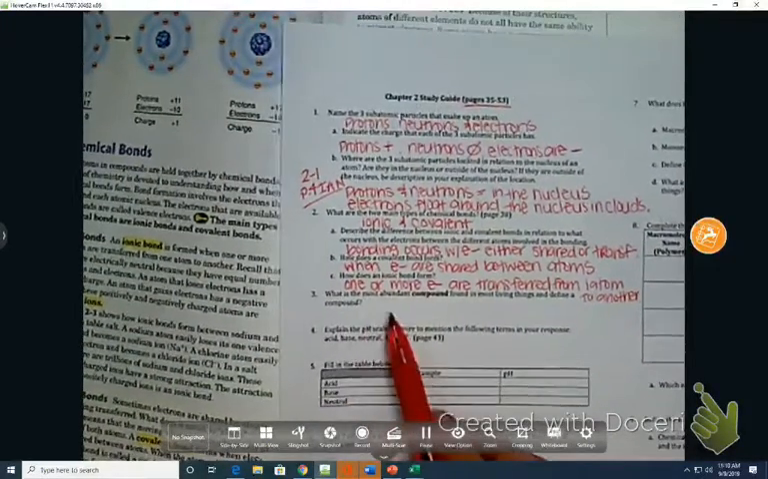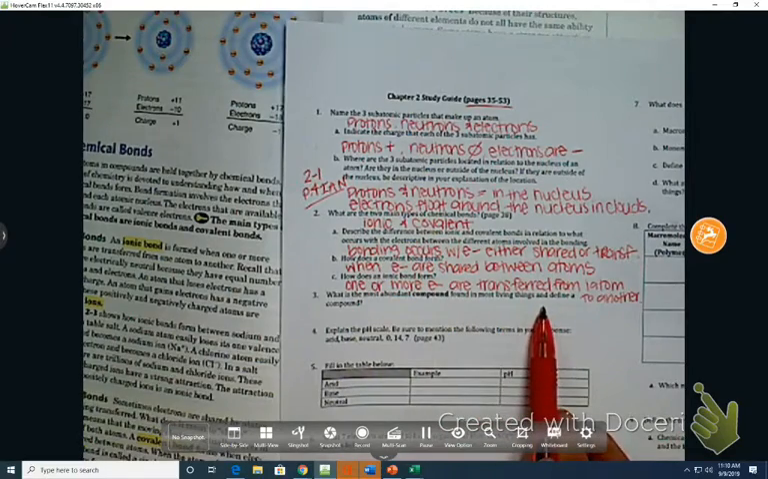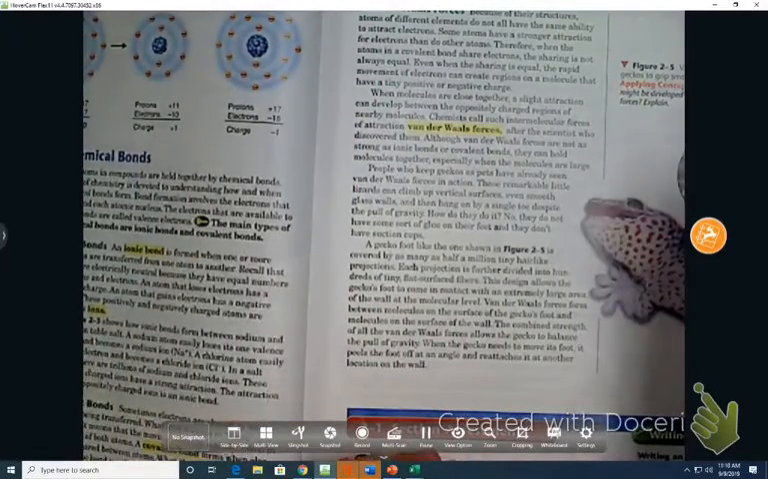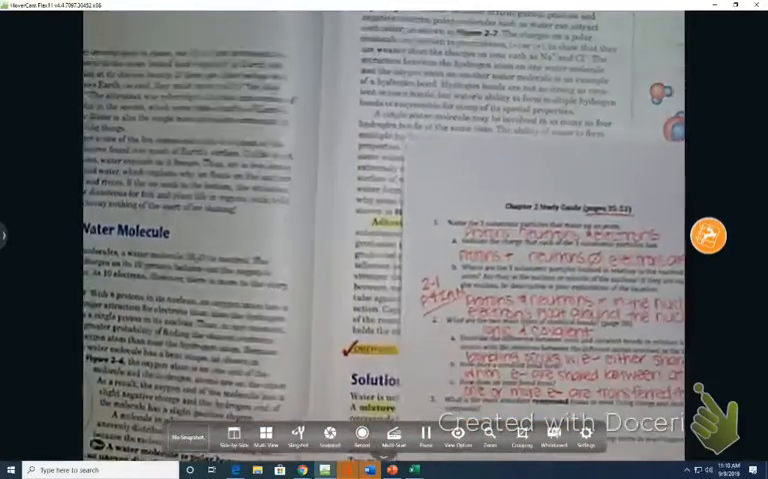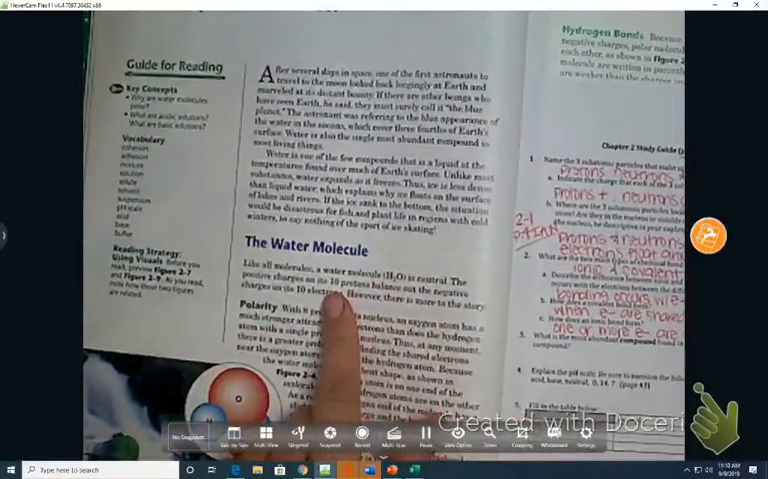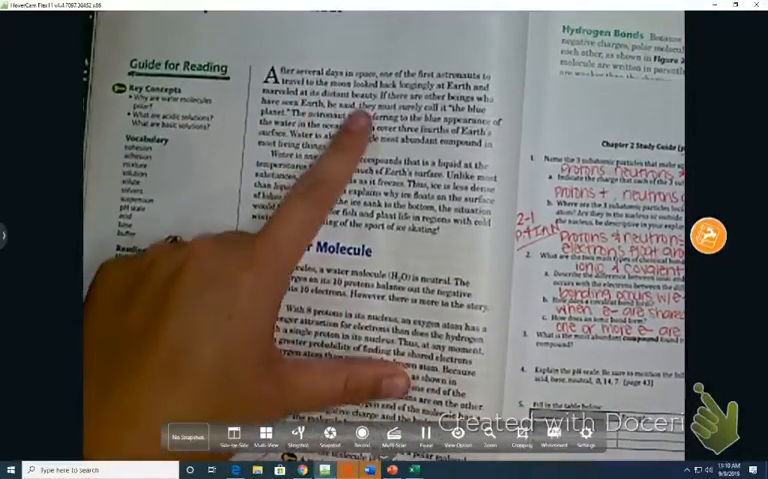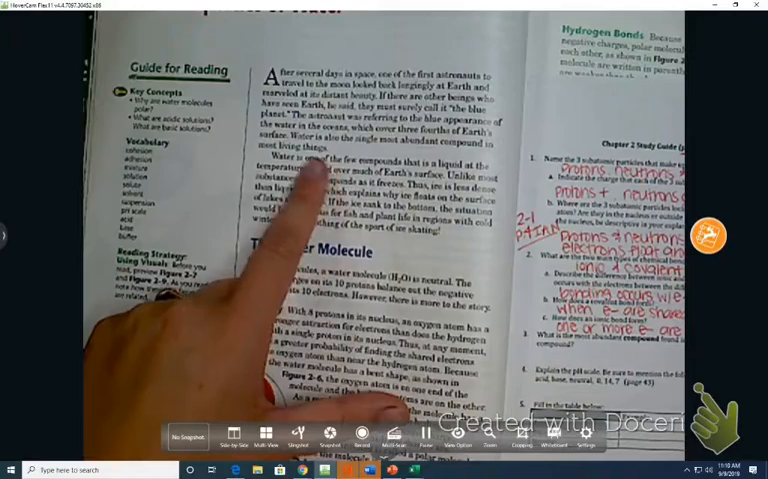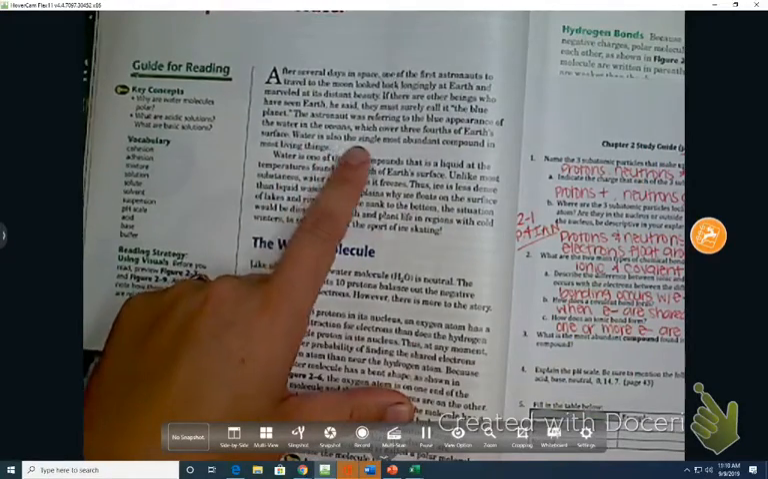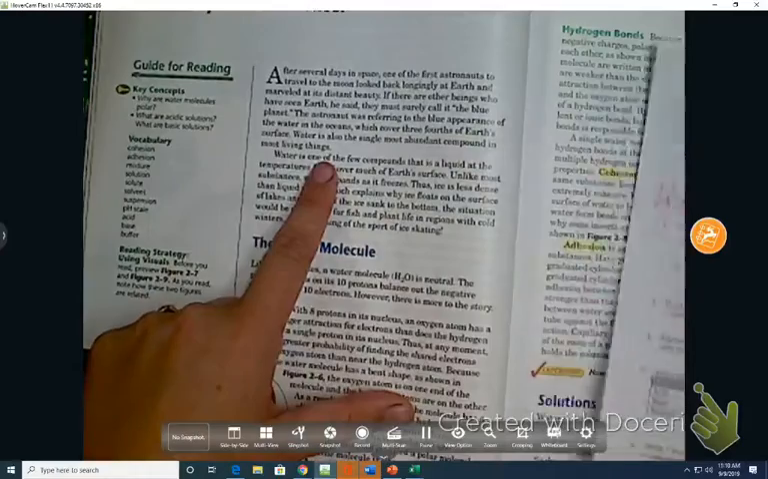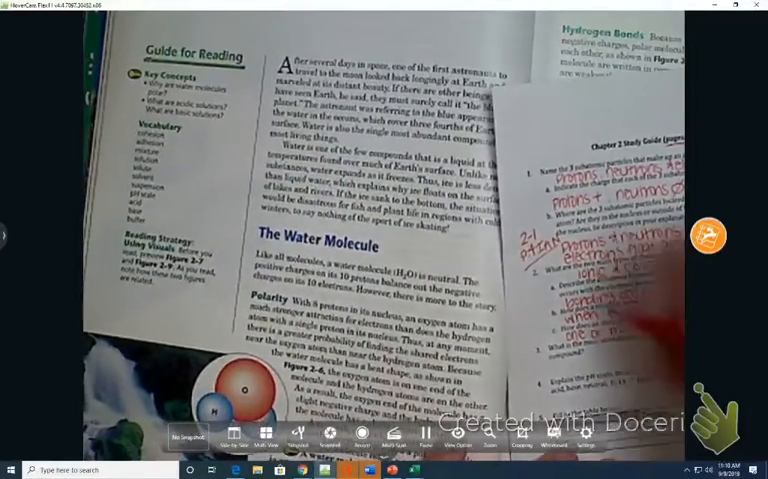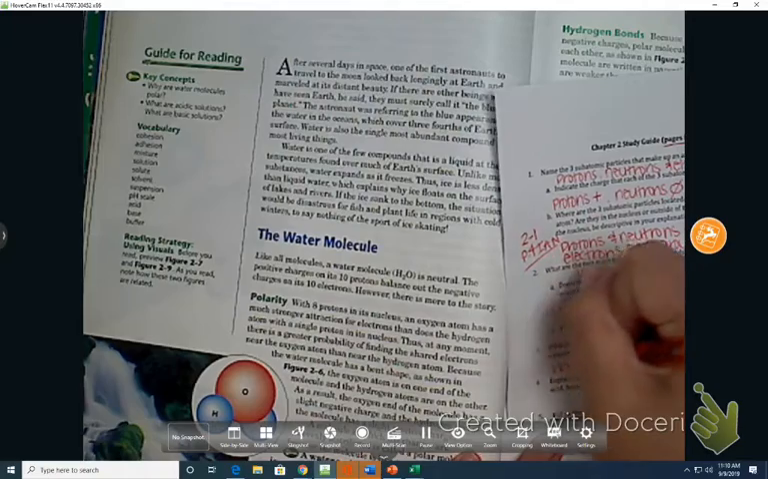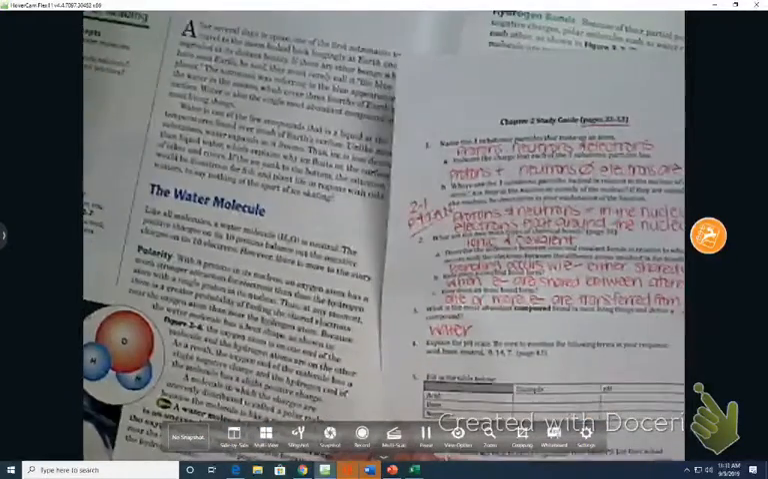Okay, the next one asks, what is the most abundant compound found in most living things? And define a compound. We can search over here, not really seeing it in this part of the textbook. We have properties of water. Let's see if it says anything. Water is one of the few compounds. Oh, right here. It says water is also the single most abundant compound in most living things. So there's our answer right there. Water is our most abundant compound.